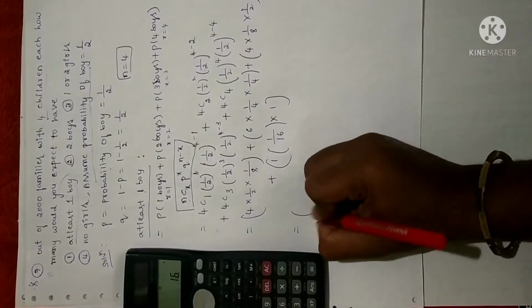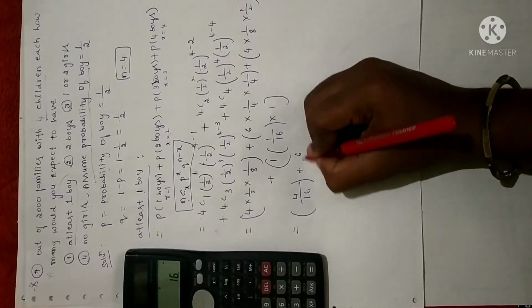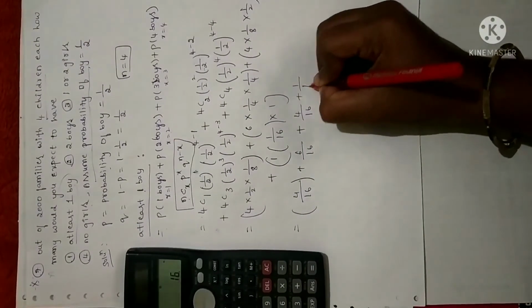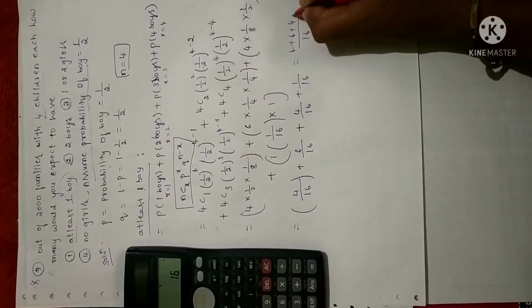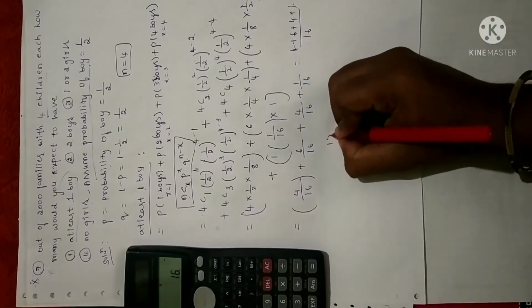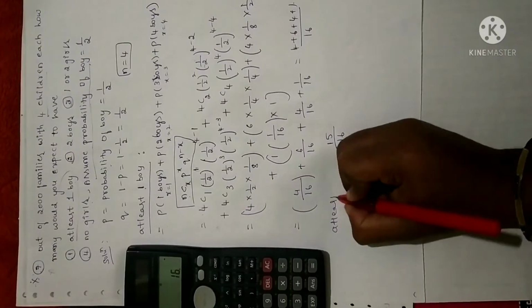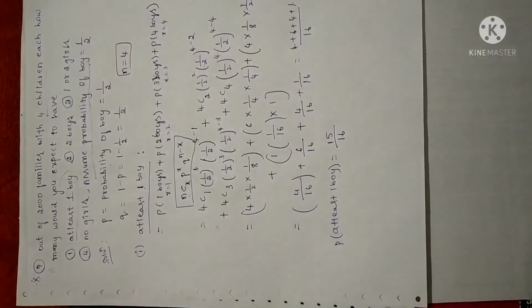Clear? Now let me simplify. 4 divided by 8 times 2 is 16, plus 6 divided by 16, plus 4 divided by 16, plus 1 divided by 16. Let me take LCM. It is 16, so you will get 4 plus 6 plus 4 plus 1. 6 plus 4 is 10, 10 plus 4 is 14, plus 1 is 15. So it is 15 by 16. Therefore, probability of getting at least one boy is 15 by 16.